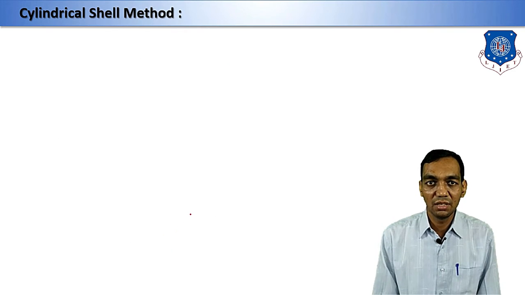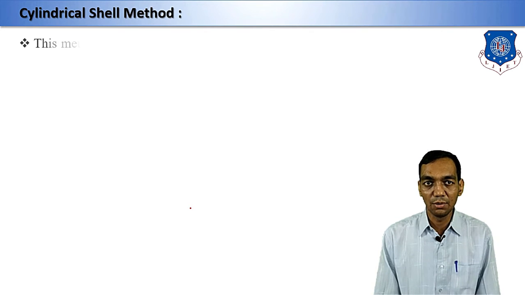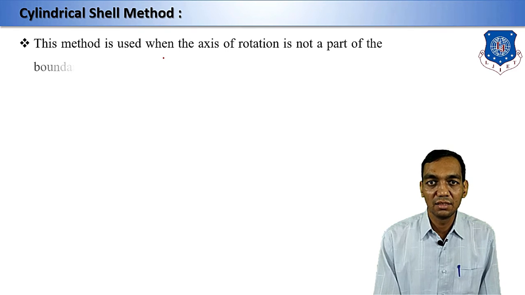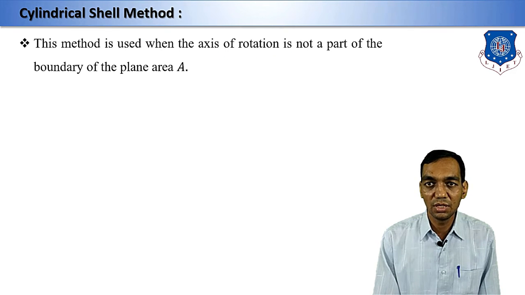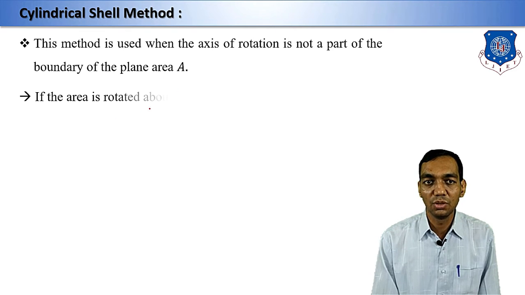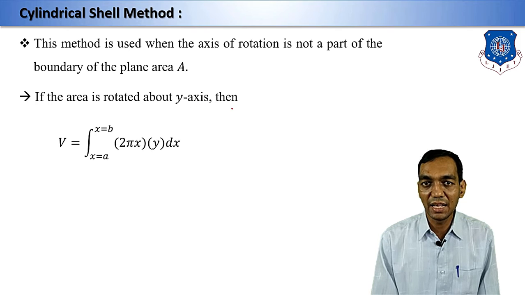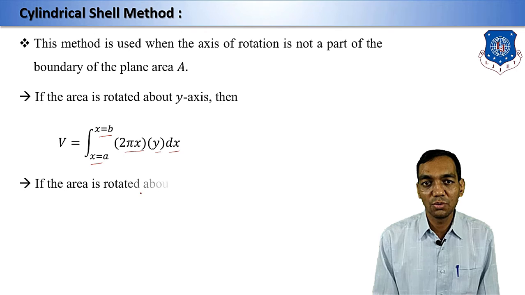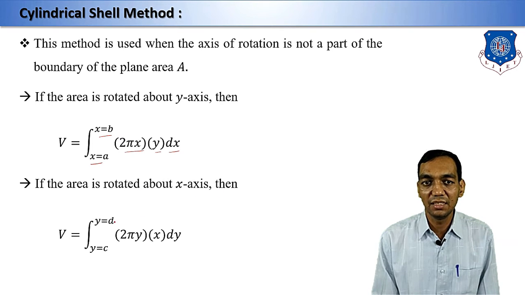Okay. In the same manner, the last method is the cylindrical shell method. Now, this method is used when the axis of rotation is not a part of the boundary of a plane area capital A. Correct? So, if the area is rotated about the y-axis, then the volume is given by integration from x is equal to a to x is equal to b, 2 pi x into y dx. And if you are rotating about the x-axis, then the volume is given by y from C to D, 2 pi y into x dy.